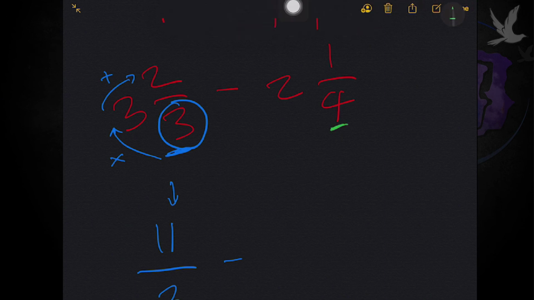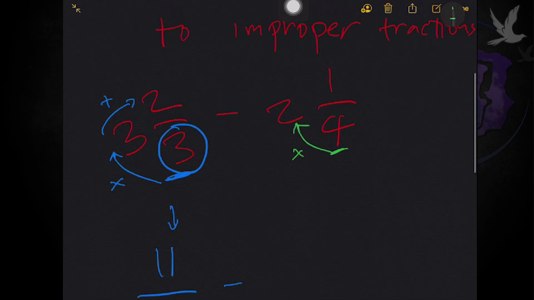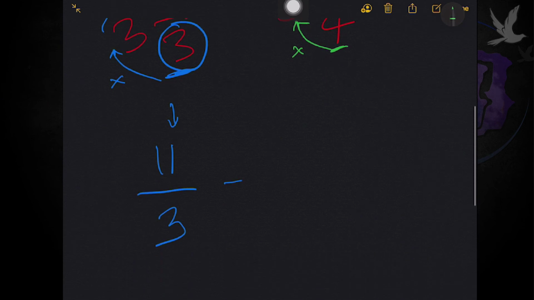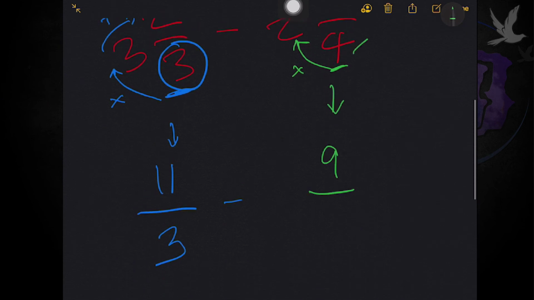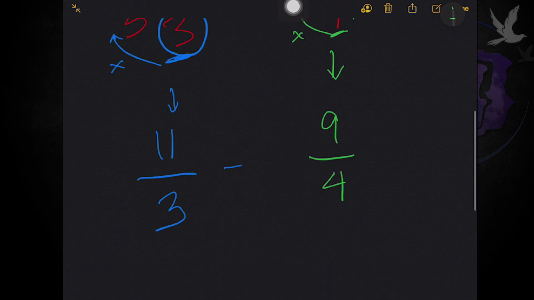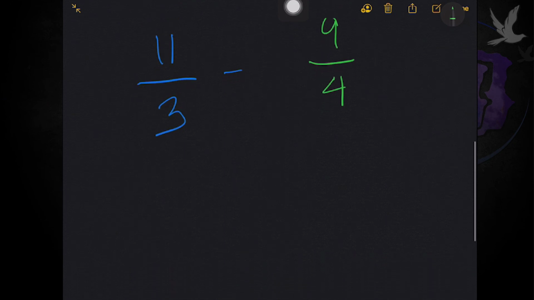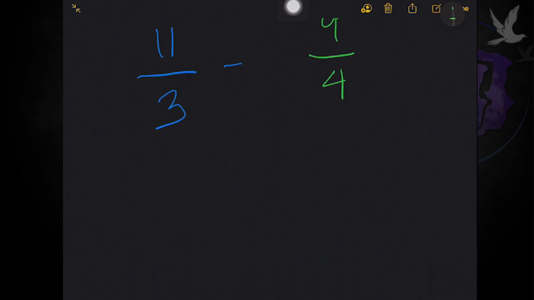4 multiplied to the whole number, which will give you 8. Then plus 1 will give you 9. What is our denominator? 4. So you copy 4. Now we have improper fractions. That's okay. And now we need to proceed with how we subtract fractions, applying the same rule. It doesn't matter if it's proper or improper.